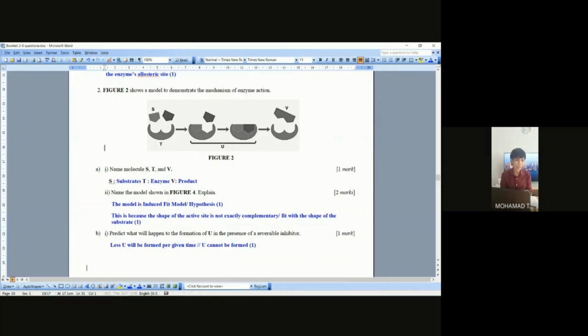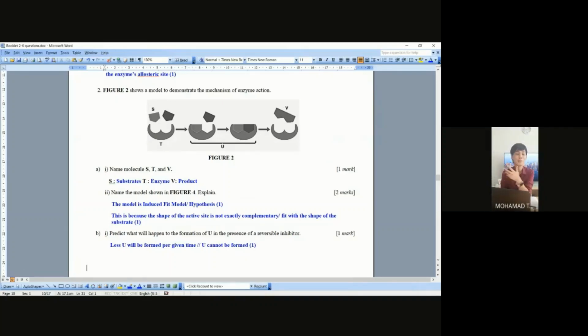And explain why you say that this is the induced-fit model. This is because the shape of the active site is not exactly complementary to, or does not fit, the shape of the substrate. So 1 mark for that one. Next, predict what will happen to the formation of U in the presence of a reversible inhibitor. So what is U? We know that U is the enzyme-substrate complex.